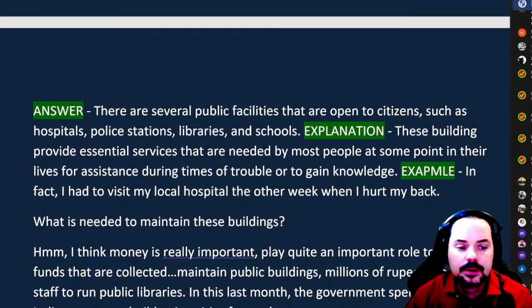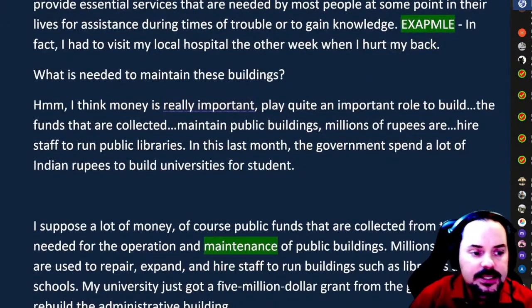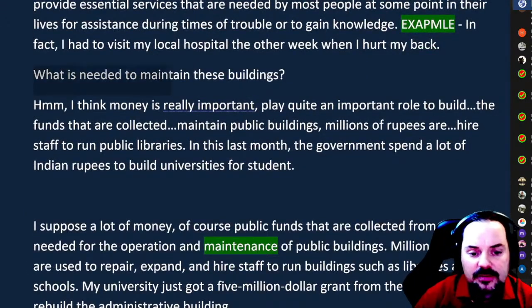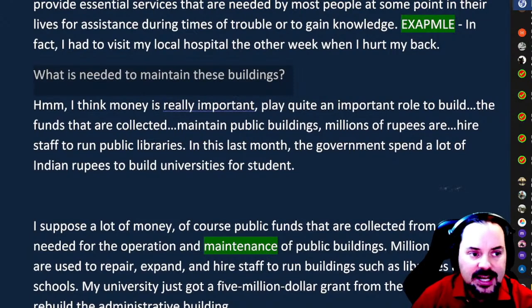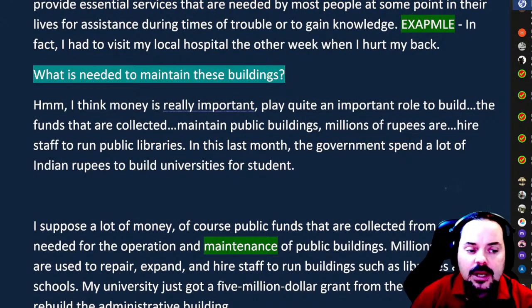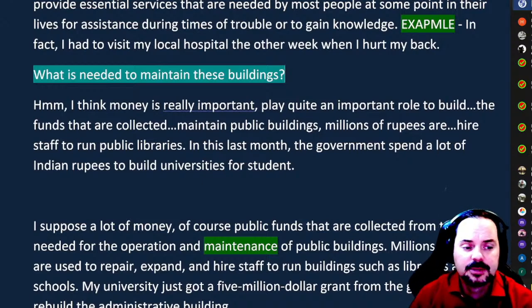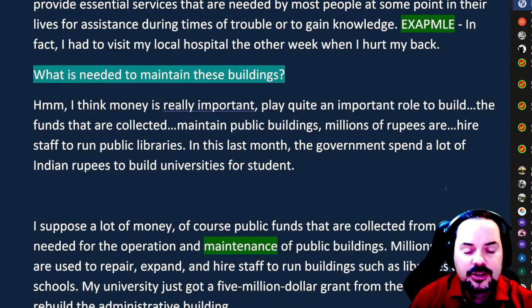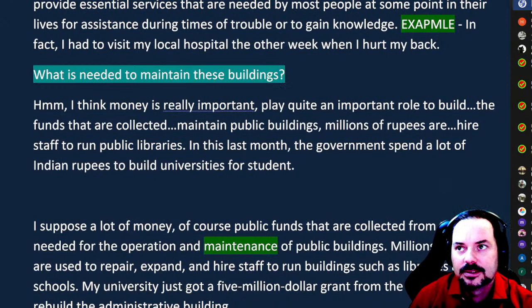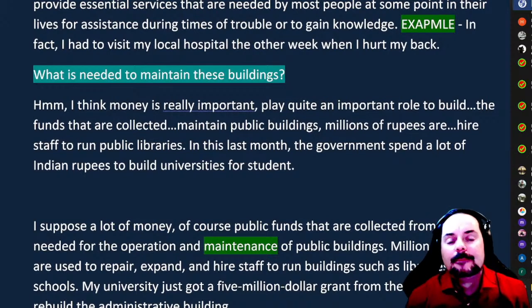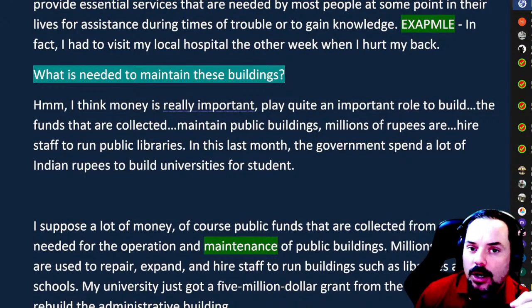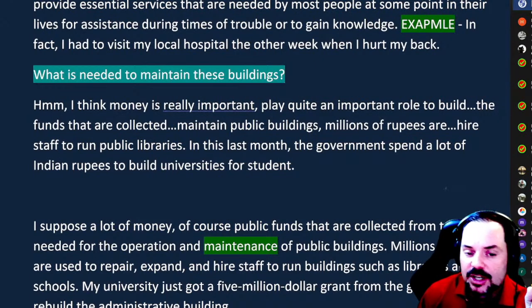So the second question I asked is, what does the government need to maintain these buildings? I asked it a little bit differently than the first time, but basically the same question. So what is needed to maintain these buildings? What does the government need to maintain these buildings, right? And then you took a second. Maybe it's the delay, maybe it's our connection, but you shouldn't wait too long at the beginning when you're answering the question.